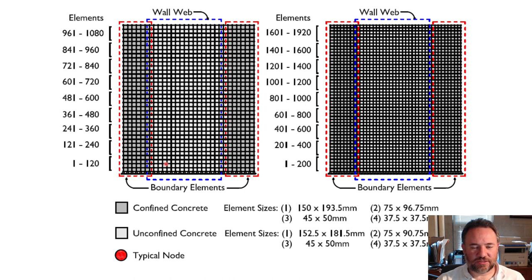Okay, so then this is what that might look like for two different kinds of discretization. One on the left, which is a little bit coarser, one on the right, which is a little finer. And you can see that there's different regions to include the boundary elements in the wall.